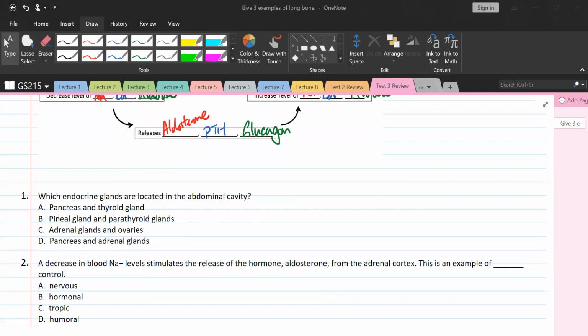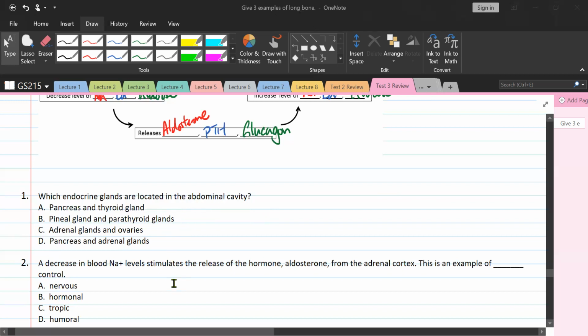We will quickly do a bunch of polls here and see what the answers for these things are. Let's go. First one. These only have one answer, by the way. Good, everybody got it. The pancreas and the adrenal gland are located in the abdominal cavity. Very good.